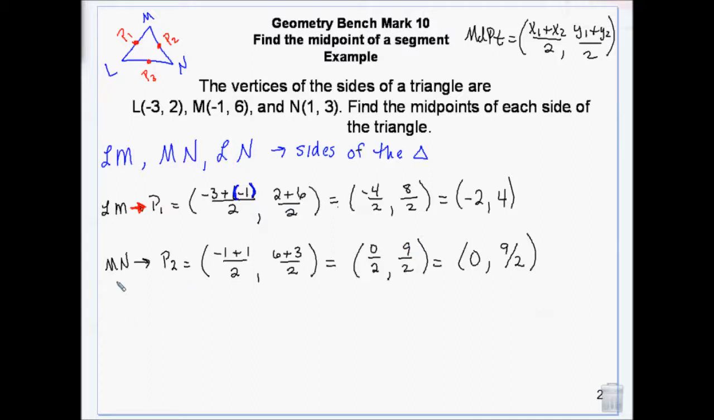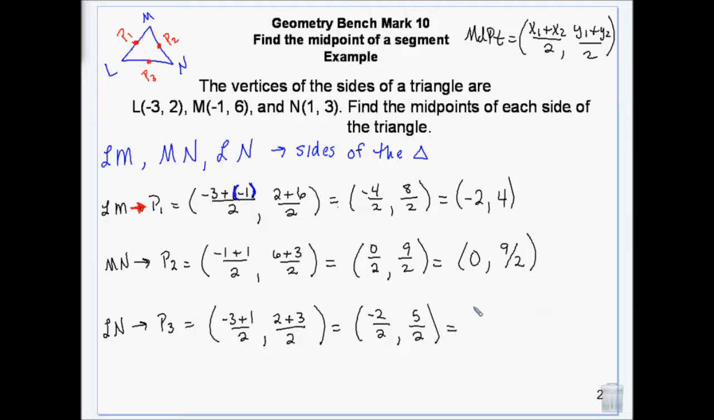All right, our last side. We did LM, we've done MN, we need to do LN. So that's P3. I'm going to use L and N, so I have -3 plus 1 and 2 plus 3. So that's going to be -2 and 5. So -2 divided by 2 is -1, and again, you can just leave 5 over 2 as a fraction.